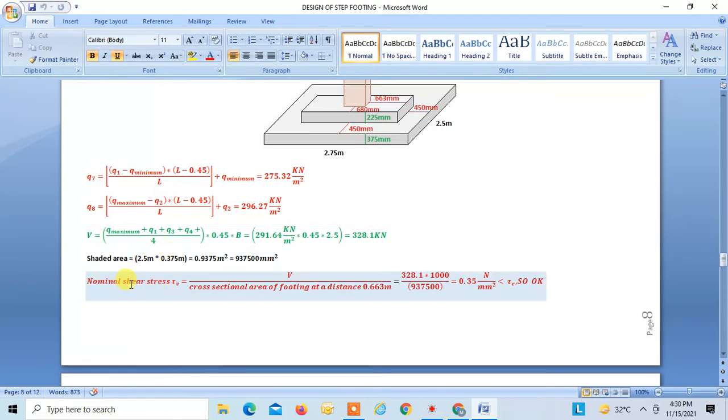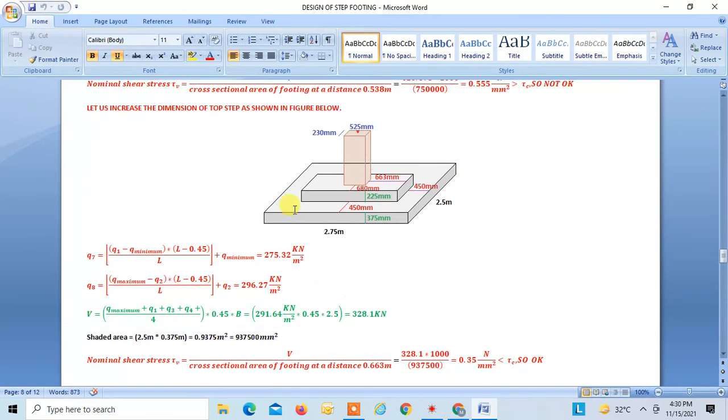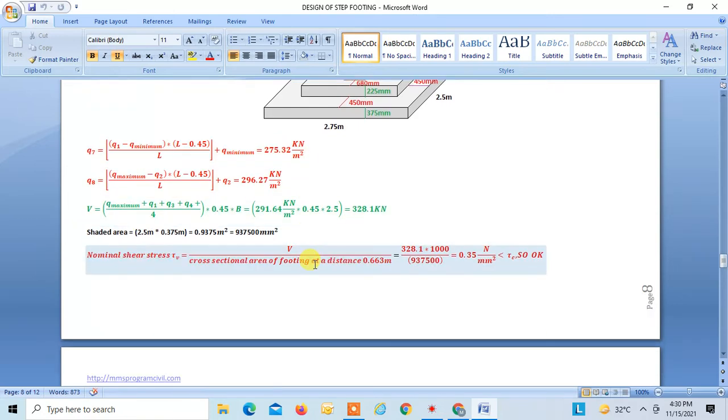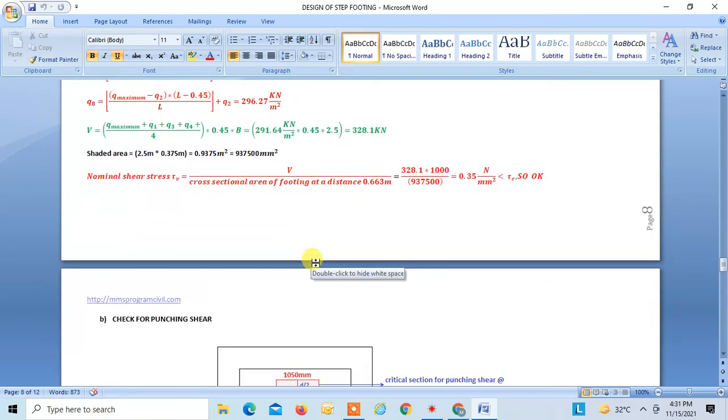Now again calculating the nominal shear stress, that is V divided by area of the shaded cross section, that is equal to 0.35. We assume tau c equal to 0.36 Newton per mm square, and this nominal shear stress is found to be 0.35 Newton per mm square, which is less than 0.36, so it's okay. This is how we have satisfied the one-way criteria along the shorter span. Similarly, you can check for the longer span also, but it will be found to be okay, right? So it's up to you. It's better to check on both the sides.